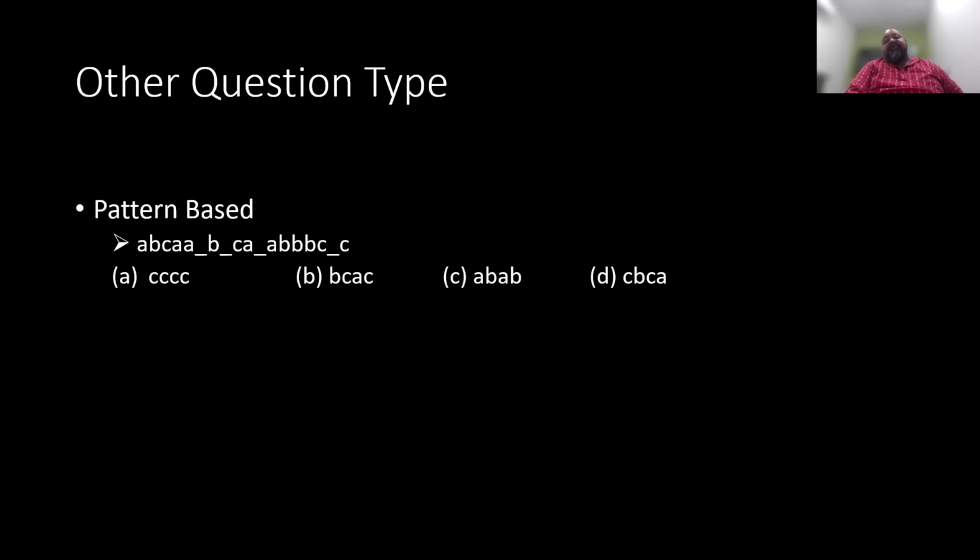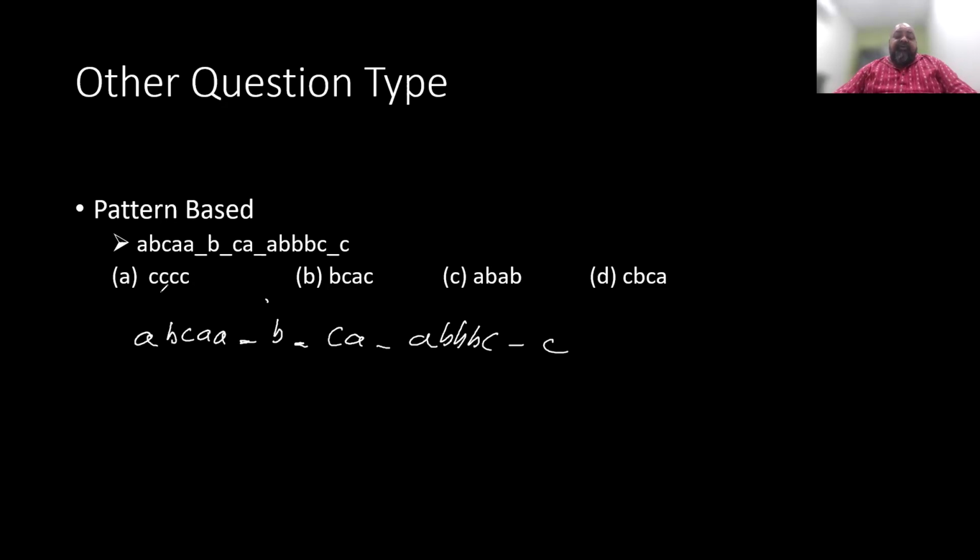There could also be pattern-based questions. For example, if the question reads A, B, C, A dash, B dash, C, A dash, A triple B, C dash C. These blanks are to be filled with alphabets, and the order of the blanks is the option that is given to you. You have to fill in these alphabets in such a way that a pattern is formed. Typically hit and trial is a good idea to solve this question.